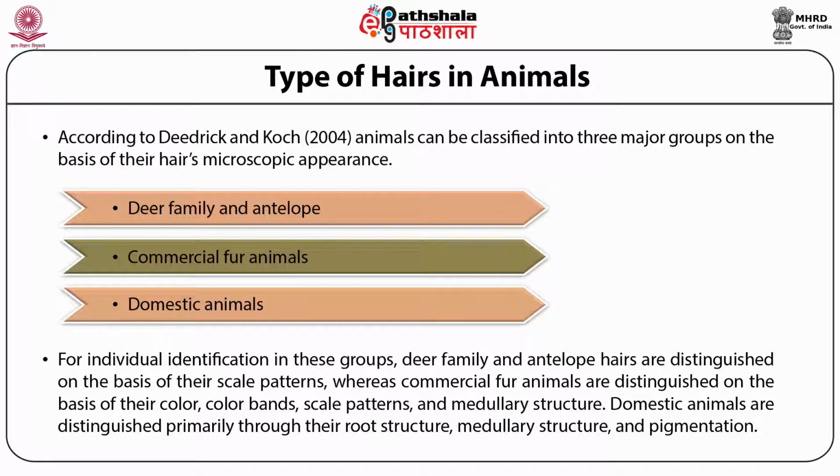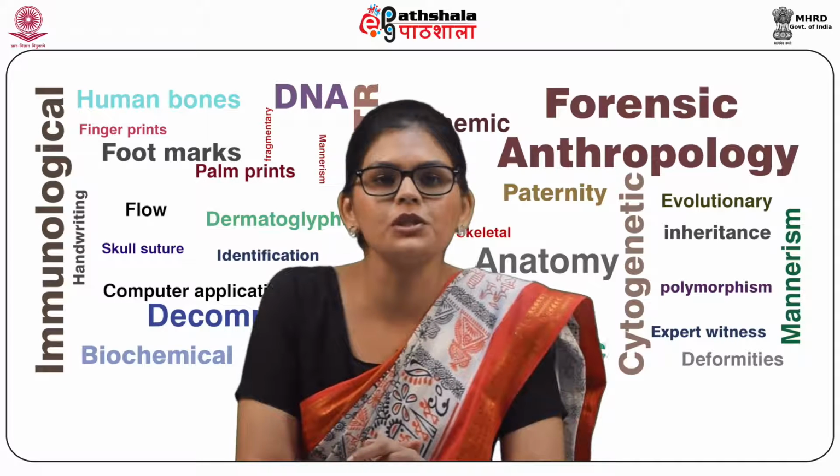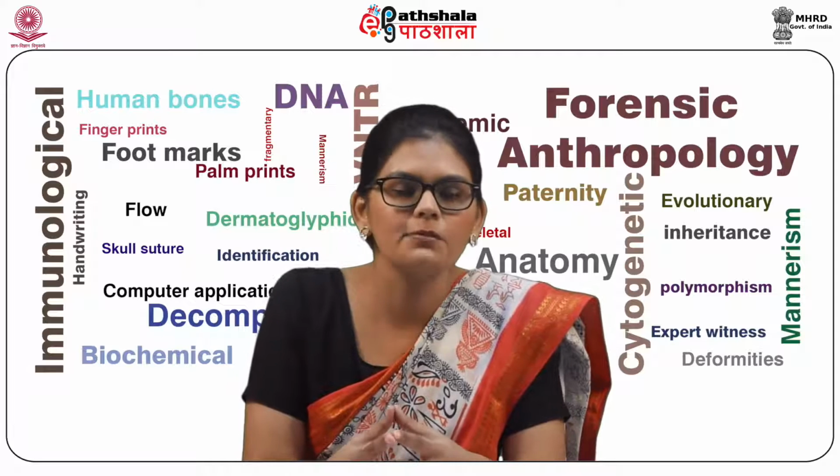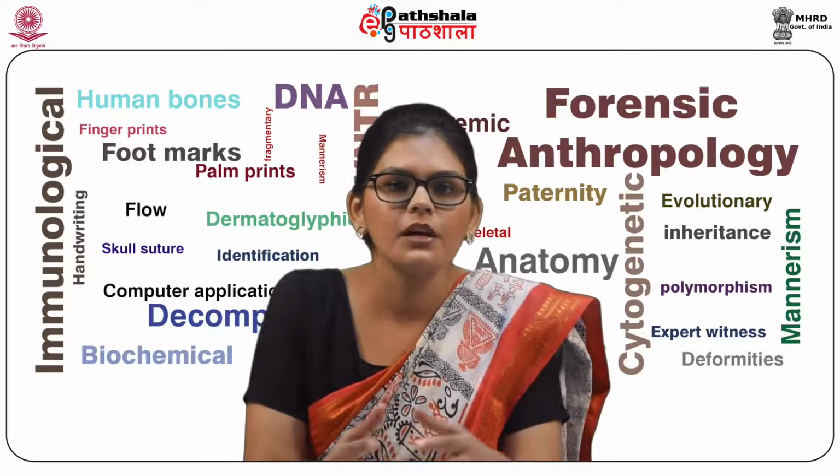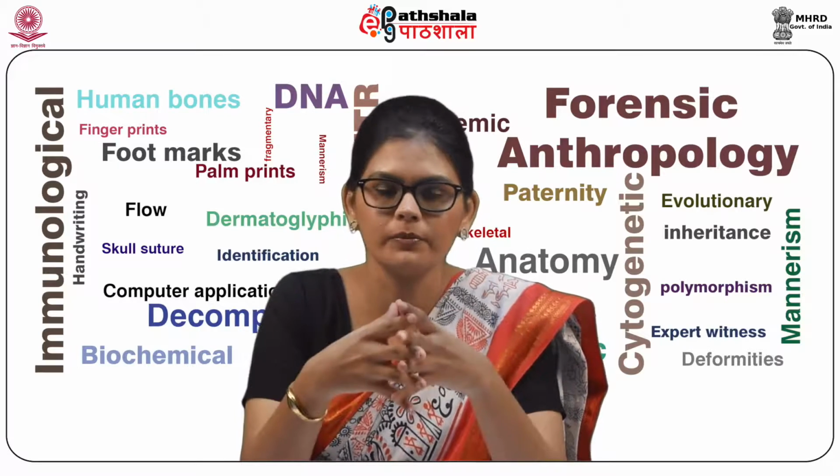Other types of hairs found on animals include tail hair and mane hair. Human hair is not so differentiated and might be described as a modified combination of the characteristics of guard hair and fur hairs. So students, there are three types of animal hairs. First, we will talk about the hairs of deer family and antelope.